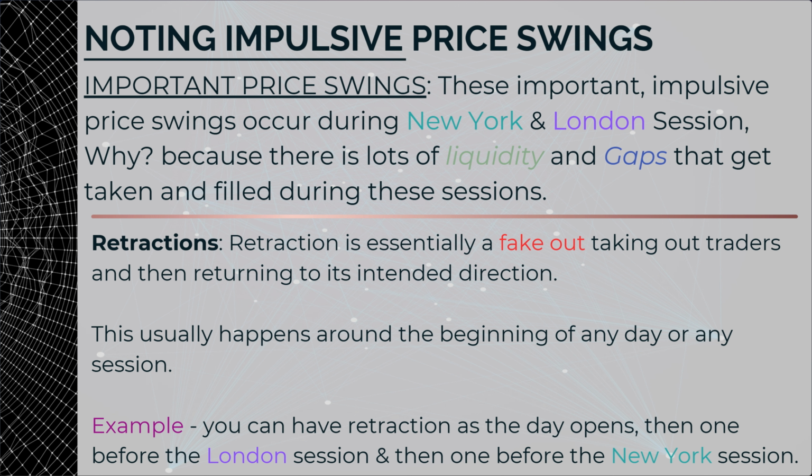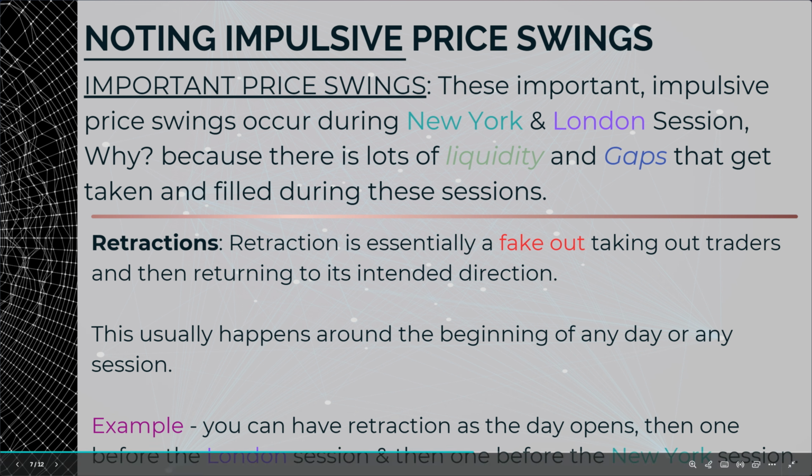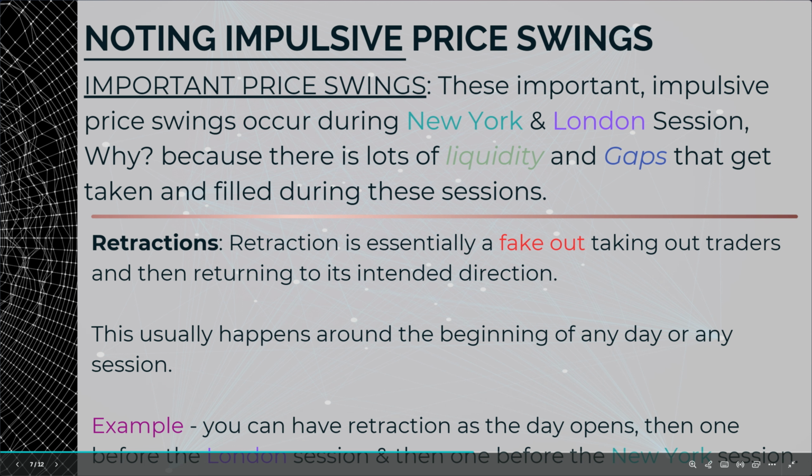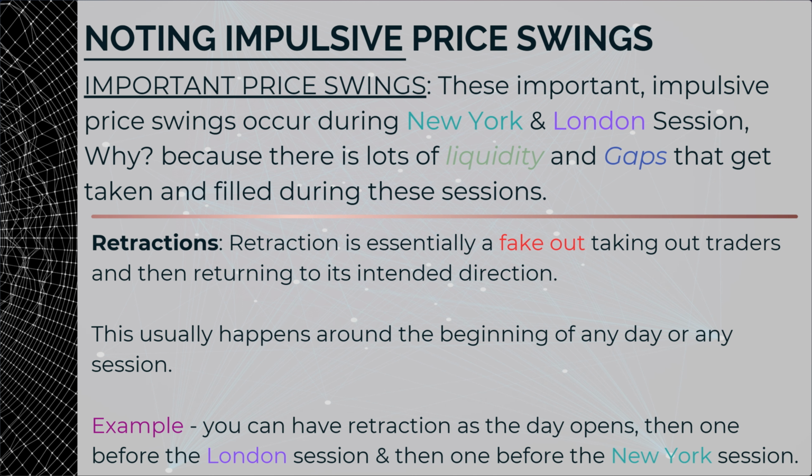Now you should look out for something called retractions. A retraction is essentially a fake out, taking out traders and then returning to its intended direction. This usually happens around the beginning of any day or any session. Example, you can have a retraction as the day opens, then one before the London session, and then one before the New York session. Now, retractions can happen anytime, guys, at any point, at any moment, on any time frame.